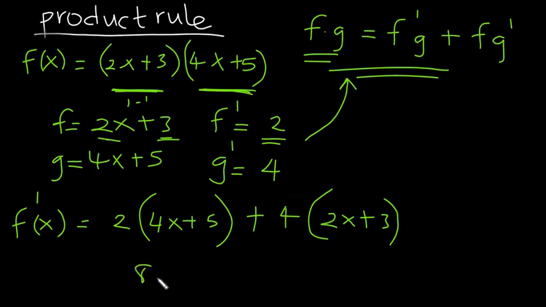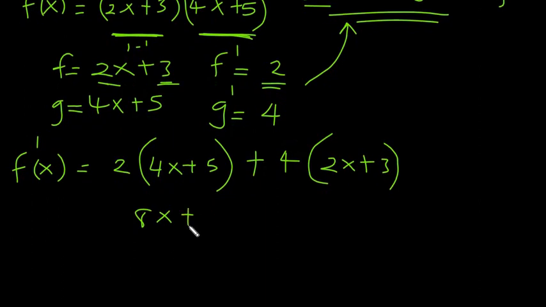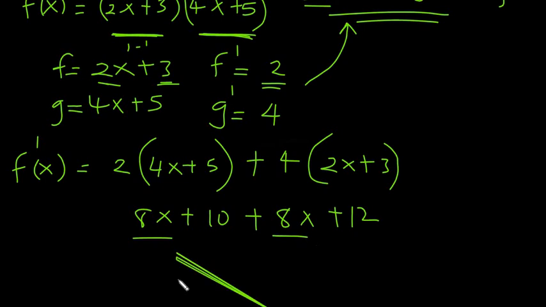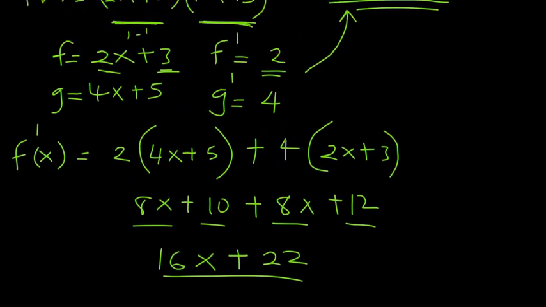So we can open the brackets. We're going to have 8x plus 10, and then plus 8x and then plus 12. When we simplify this, 8x plus 8x is 16x, and 10 plus 12 is 22. So that is the derivative of that function using the product rule.